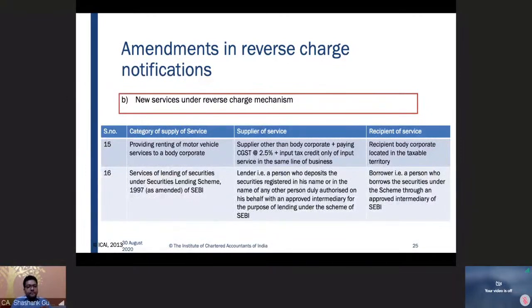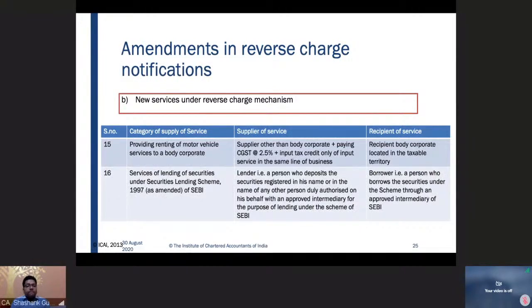So basically, if this supplier of renting of motor vehicle services is not a body corporate, is paying tax at the rate of 5%, is availing only input tax credit of the same category of services, that is renting of motor vehicle only, and is supplying services to a body corporate, if these four conditions are met, then it will be the recipient of service, recipient meaning the recipient body corporate located in the taxable territory, who will be liable to pay the applicable GST under reverse charge.